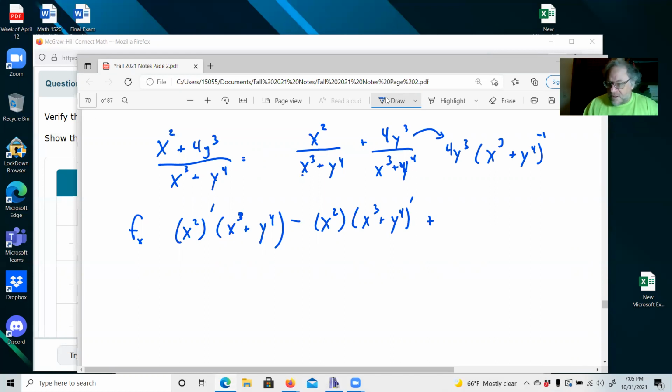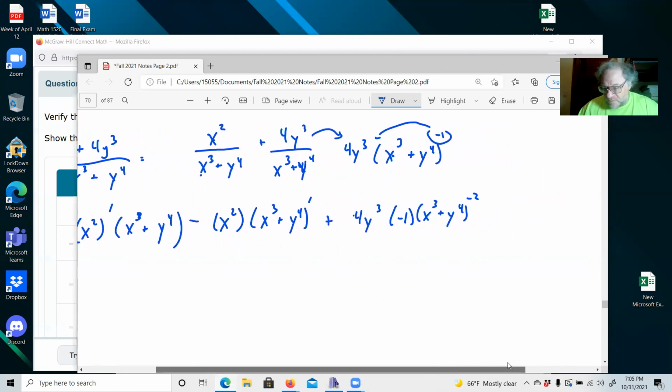So the only piece that has an x in it is this thing. So this is going to be a chain rule. So this is going to be 4y cubed times negative 1. That's this negative 1 here, it's coming down in front. We have x cubed plus y to the 4th, to the negative 2. That is the derivative of the reciprocal function, 1 over x. And then we need the chain. This part only has y in it, so this chain is 0, but it's times 3x squared, from the chain rule.